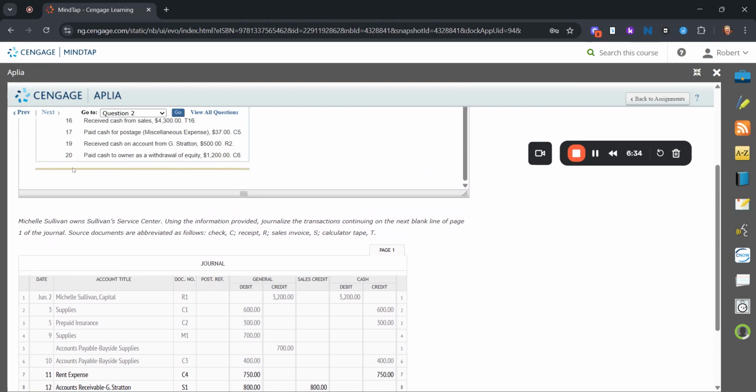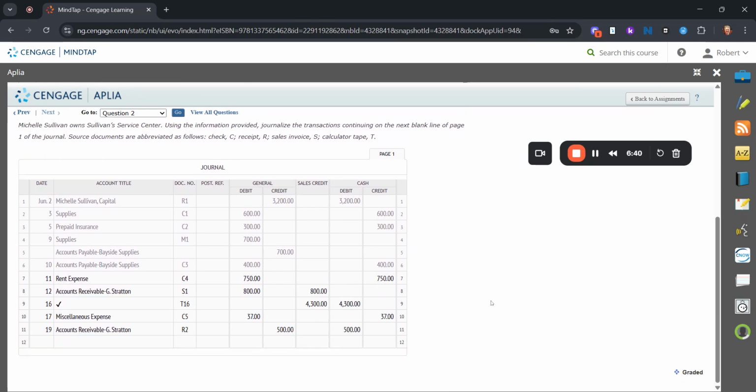Then the last one, paid cash to owner as a withdrawal of equity, $1,200, check 6. That's that drawing account. So we'll type in here Michelle Sullivan, Drawing. Check 6.